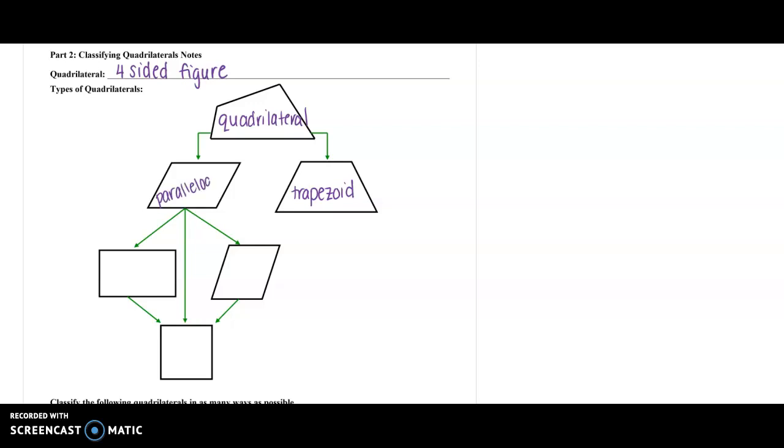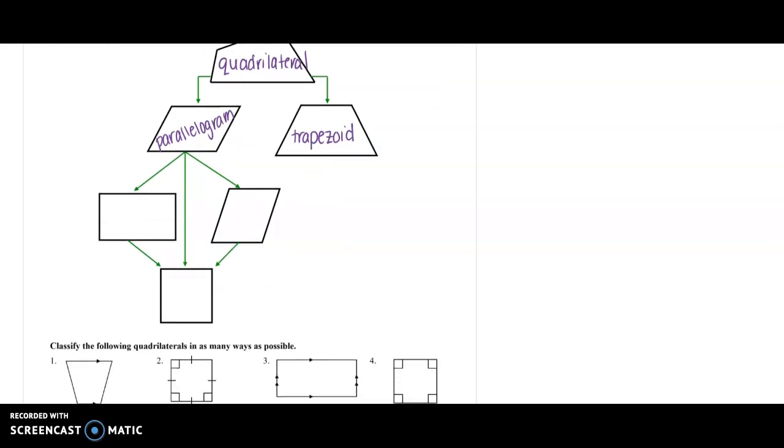is a parallelogram. Now, if it's a parallelogram, you can keep getting more specific. If you work your way down, to the left underneath parallelogram is a rectangle. To the right underneath parallelogram is a rhombus. And then all the way down is a square. Okay? And hopefully we know a lot of the qualities of each of those.